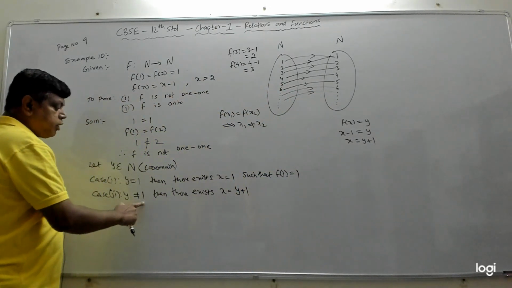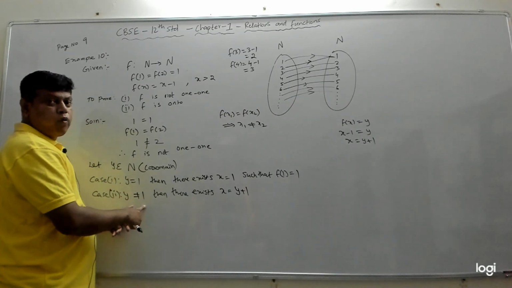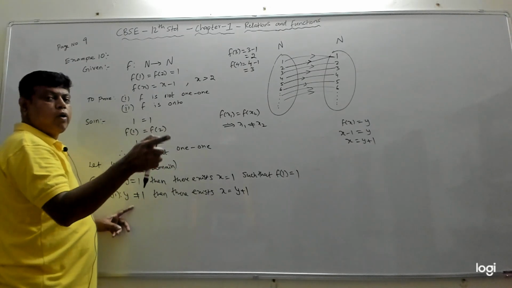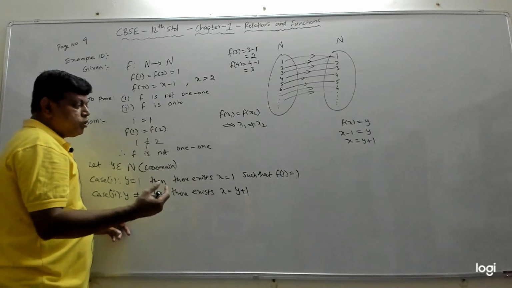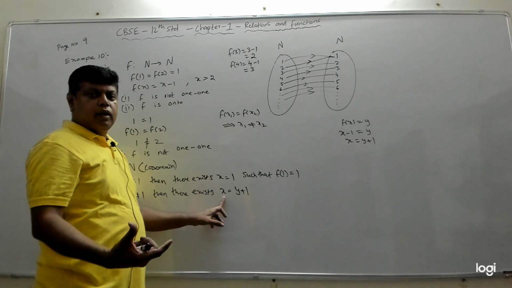But what is y? Y is not equal to 1. And y is coming from where? N. Y is a natural number and y is not equal to 1 means y will be 2, 3, 4, 5, whatever. The minimum value is 2. If y is 2, x will be 3, which is a natural number.